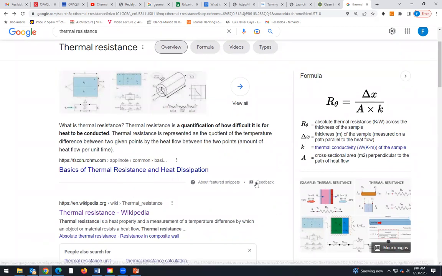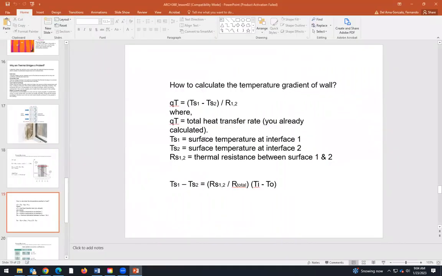Okay. So what do we need? We need elements with high thermal resistance. And what is that? It's thermal insulation. So that's why thermal insulation is very important. We need to increase as much as possible the thermal resistance of the building.